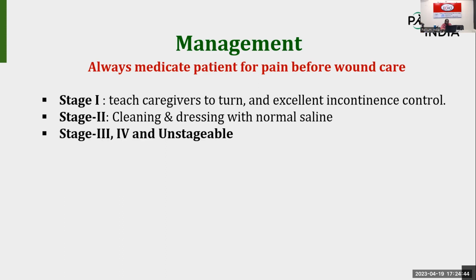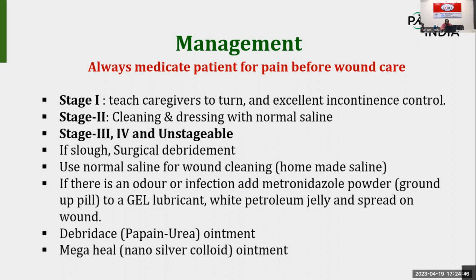Coming to stage 3, 4, unstageable, and deep tissue injury, if slough is there, you have to do surgical debridement. Okay. And always you have to use normal saline for cleaning the wound. You can train the patient about how to make homemade saline also. I'll come to that later. How to make homemade saline, I'll tell you.